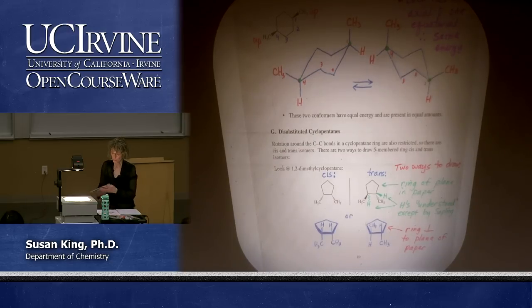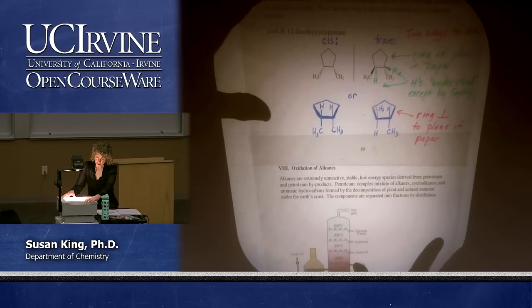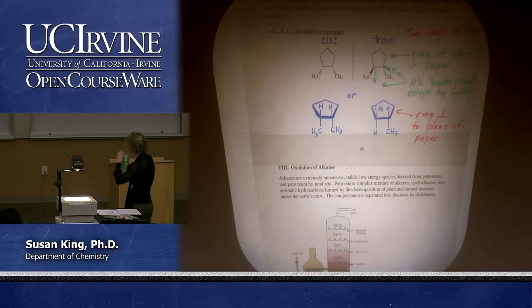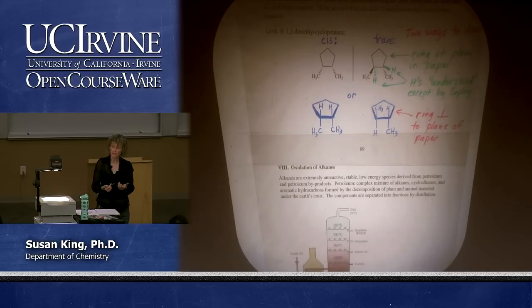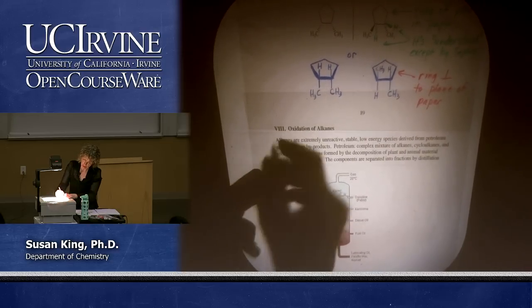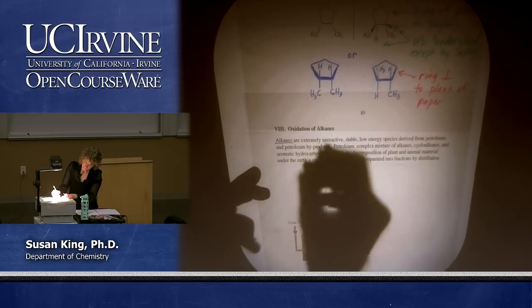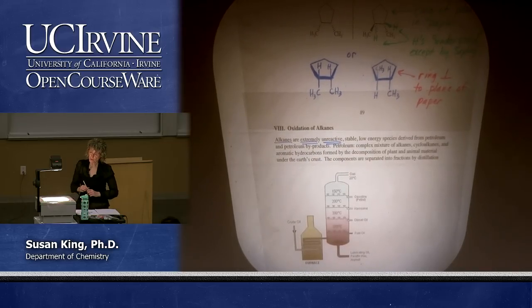All right. Let's talk about oxidation of alkanes. I don't really know why that's in this chapter, because we really talk about oxidation of alkanes in chapter 15, but this is where it's placed in this textbook, so that's where we're going to talk about it. Alkanes are extremely unreactive, stable, low-energy species derived from petroleum and petroleum byproducts.